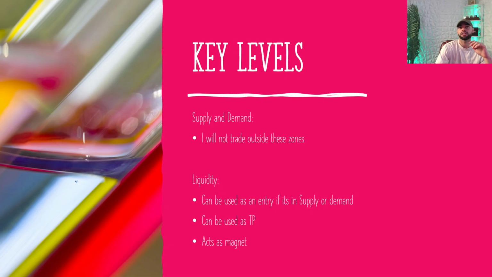So the key levels, right? Supply and demand are my major levels. I will not trade outside of these zones. And then liquidity, which we talked about a little bit, right? It can be used as an entry if it's in supply and demand, but if it's not in supply and demand, I'll use it as a take profit, and it acts as a magnet. So then we'll go over that a lot as well.